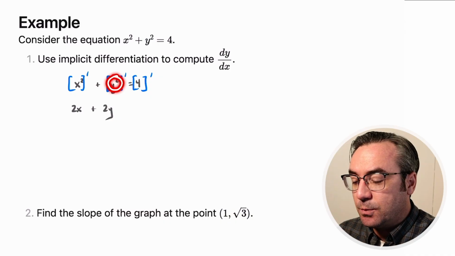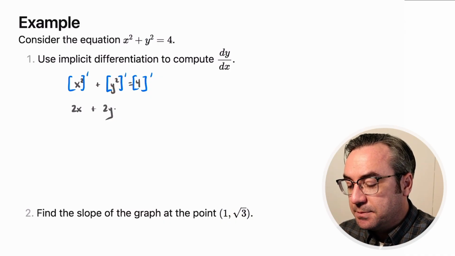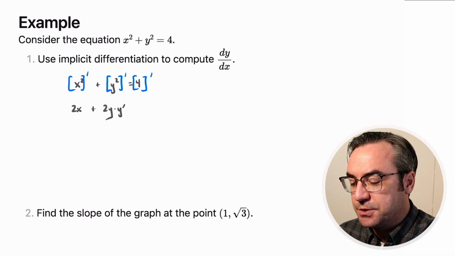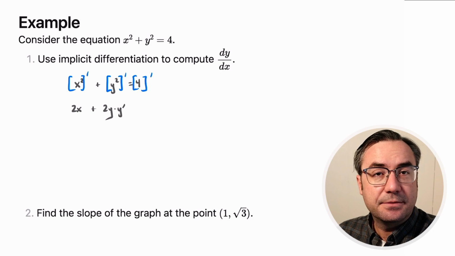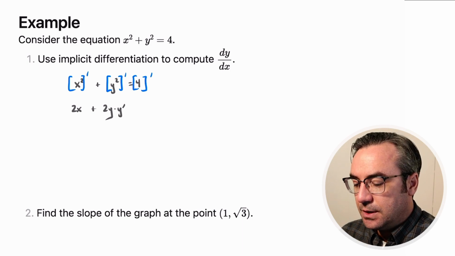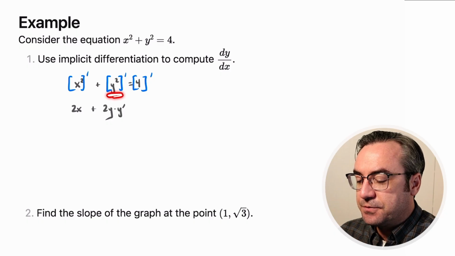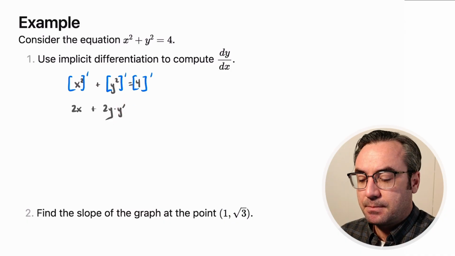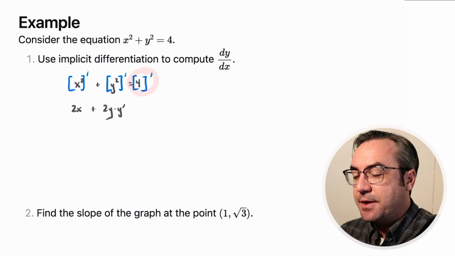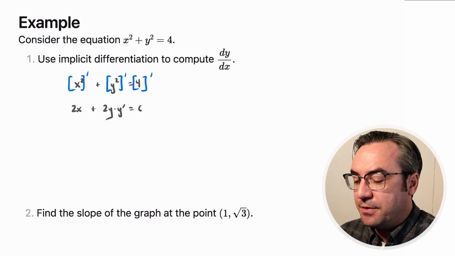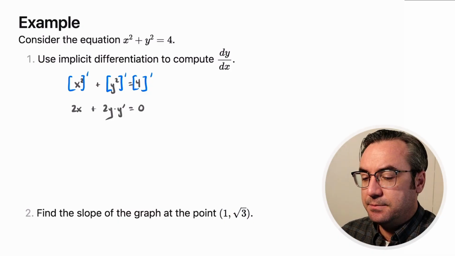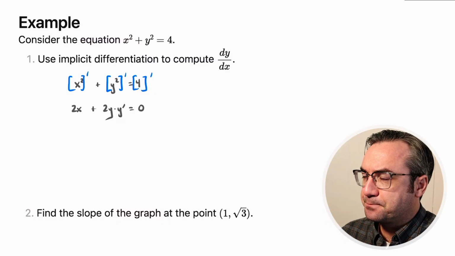But because this is a y term, we're then going to multiply that result by y prime. Or if you want to use dy dx here, you can. That's fine. So notice for this y term, there's a little bit extra. We differentiate like regular, and then we multiply by y prime. And then we go on to the other side of our equation, and the derivative of that constant is just 0. So nothing too crazy there.